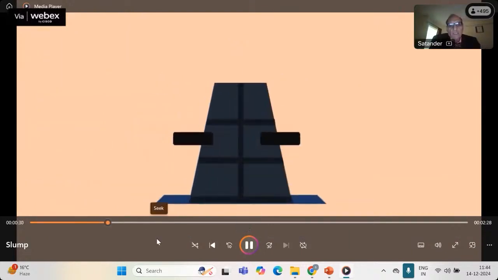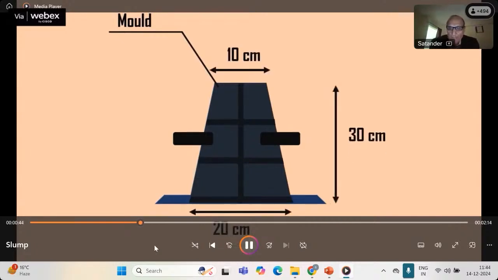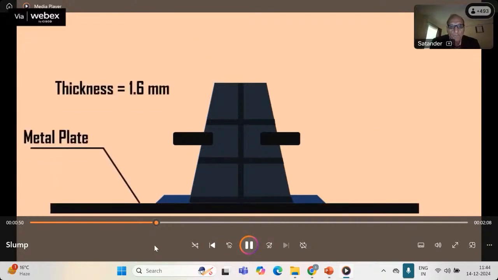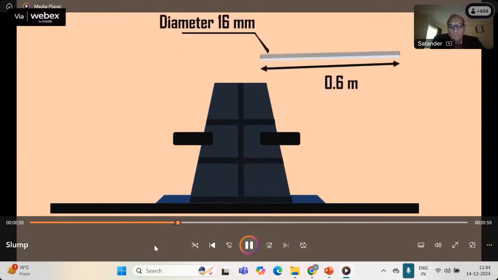The mold for the test specimen is in the form of the frustum of a cone, having the bottom diameter of 20 centimeters, top diameter 10 centimeters, and height of the cone 30 centimeters. A metal plate of thickness 1.6 millimeters is used as a base. A tamping rod of 16 millimeters diameter and 0.6 meters long is used.